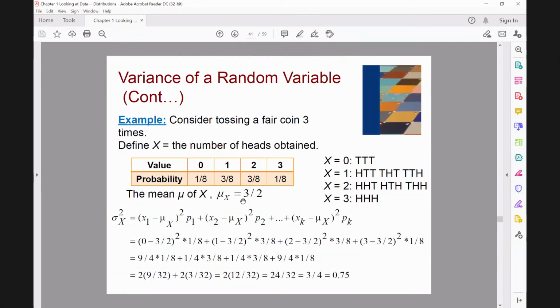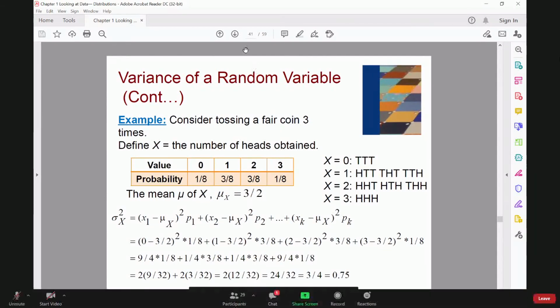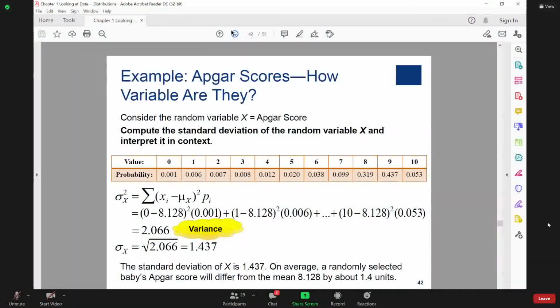Of course, mu x, we said before, is equal to 3 over 2. Then sigma x squared is equal to the first observation, that means 0 minus 3 over 2 squared times this probability, plus x2, which is 1 minus mu x, which is 3 over 2 squared times 3 over 8, and so on. We have to add all possibilities in order to obtain 0.75. This is sigma x squared. We can evaluate sigma x, which is its square root.